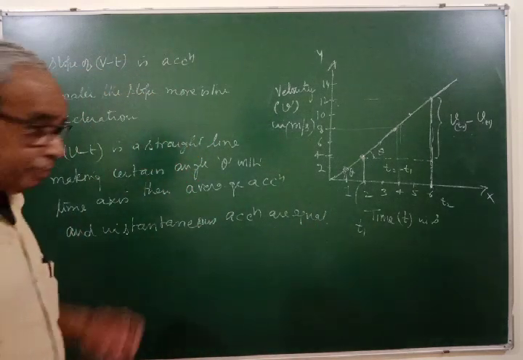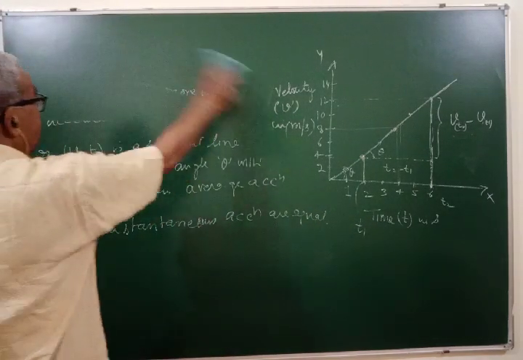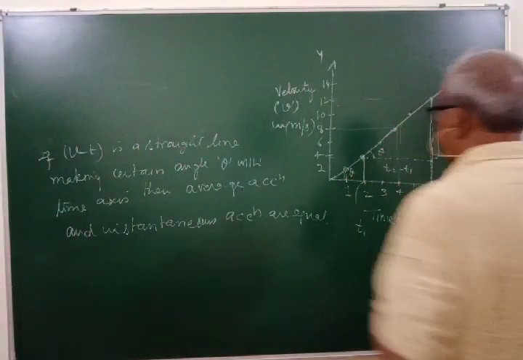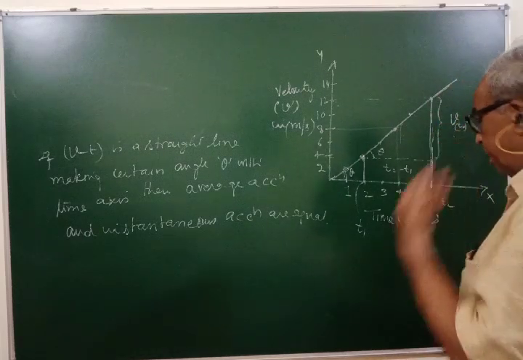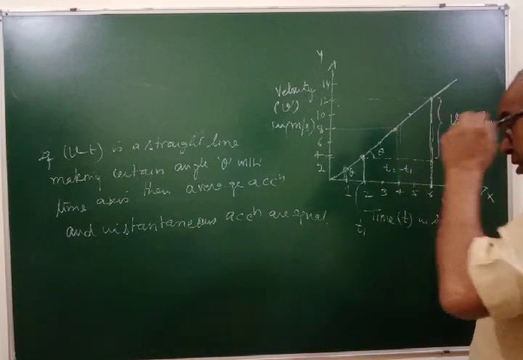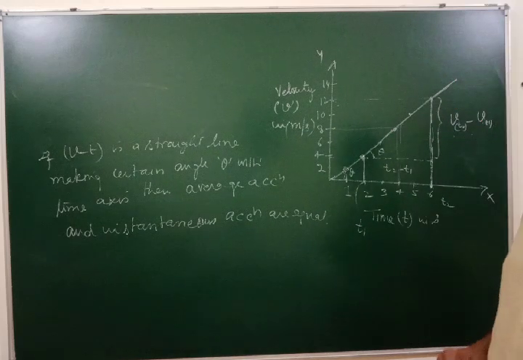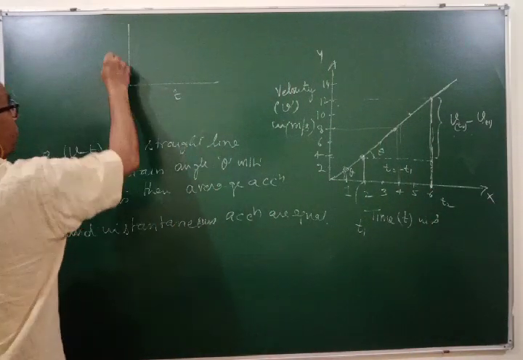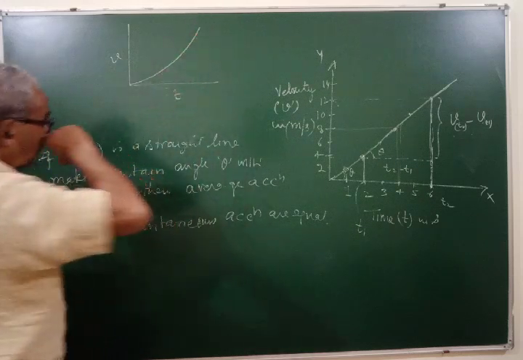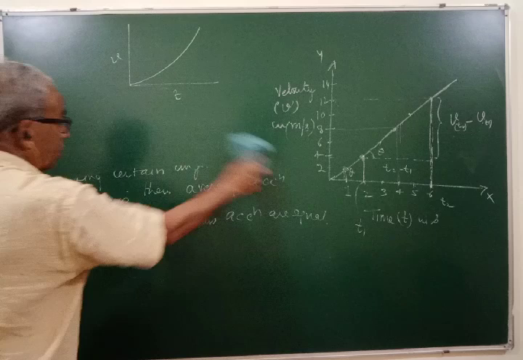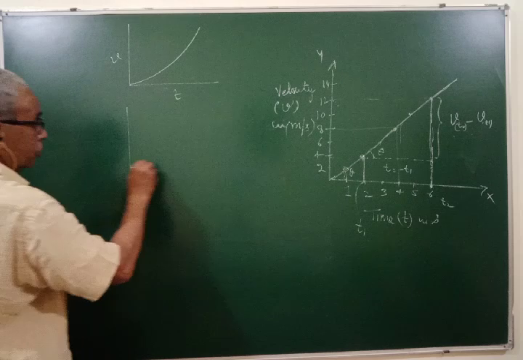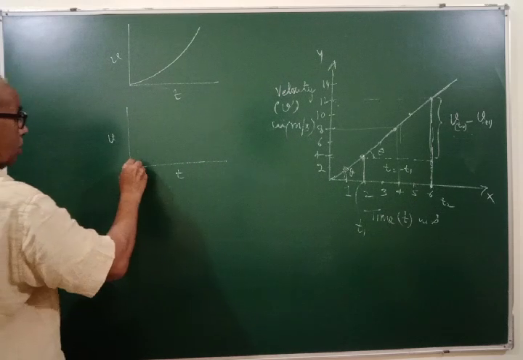But if the Vt graph is not a straight line, if it is a straight line making a certain theta, then average acceleration and instantaneous acceleration will be the same. Now, if the Vt graph is a straight line, it may be like this, or it may be like this, depending on the situation.